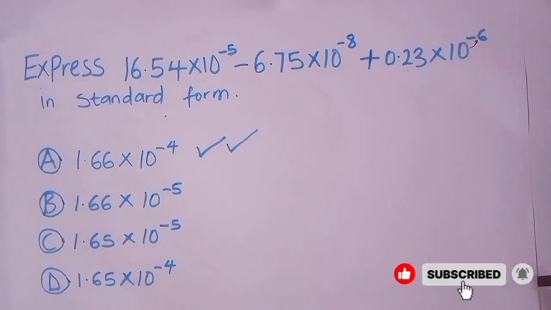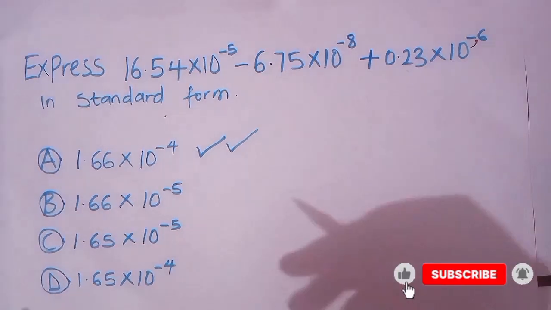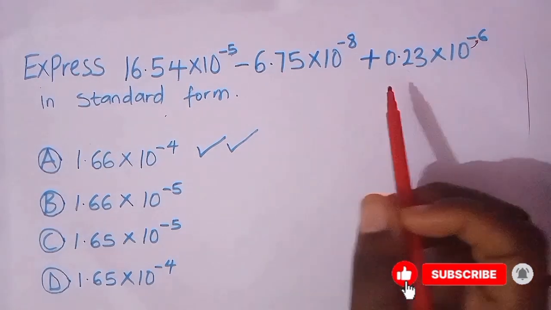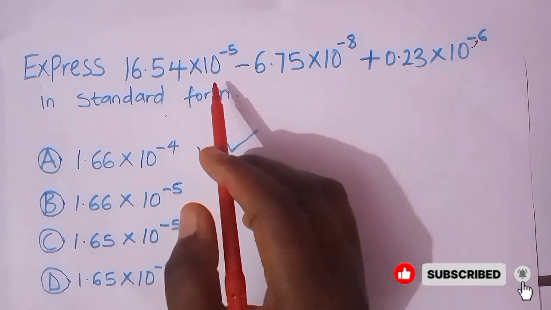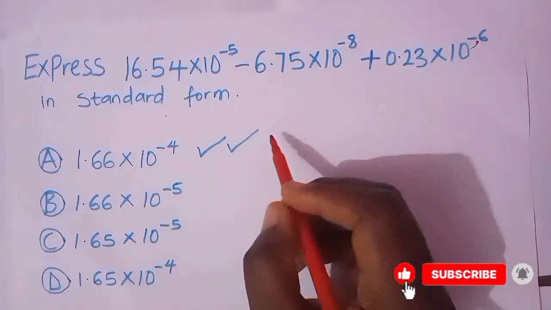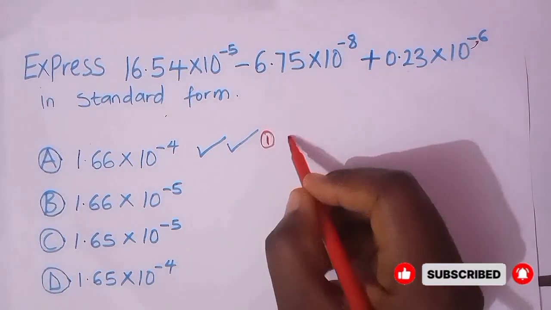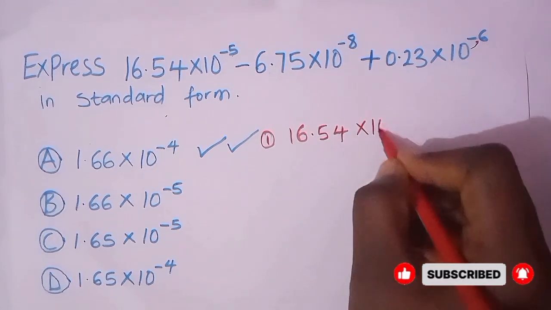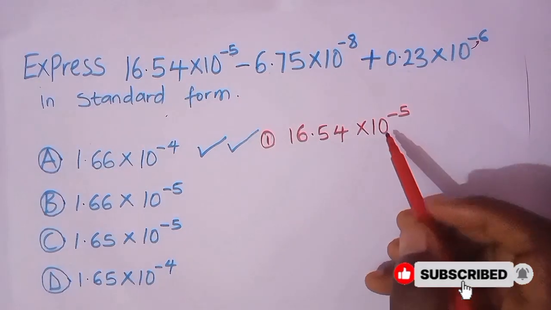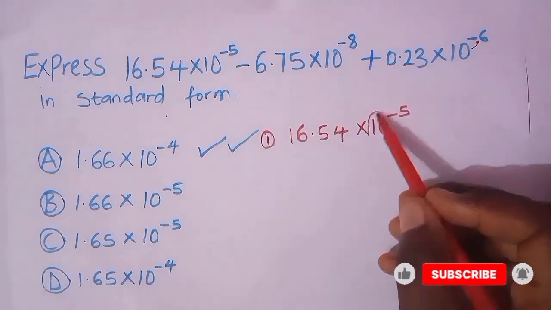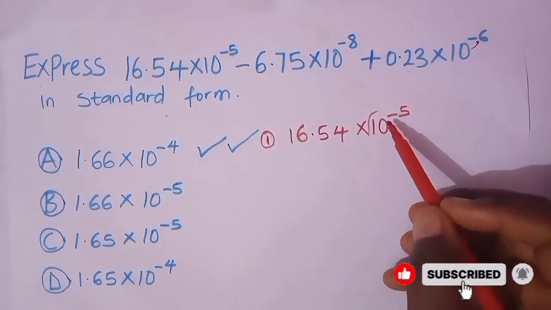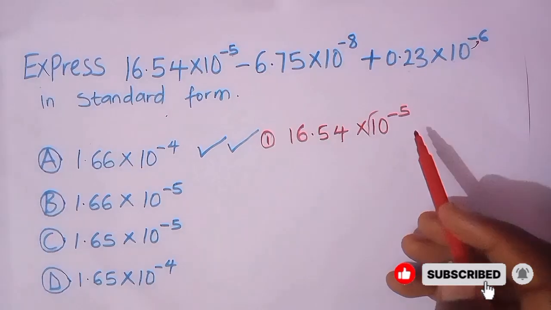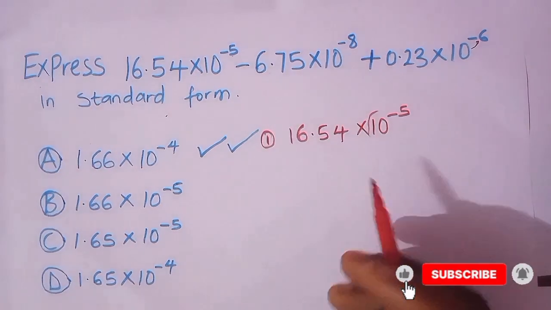First, let's make the power the same. We are to change everything to have the same power. Now, let's pick the first item. The first item, we have 16.54 times 10 raised to power minus 5. Now we are working with this power, 10 raised to power minus 5. We are going to change the others to 10 raised to power minus 5 so that each of them will have the same powers.